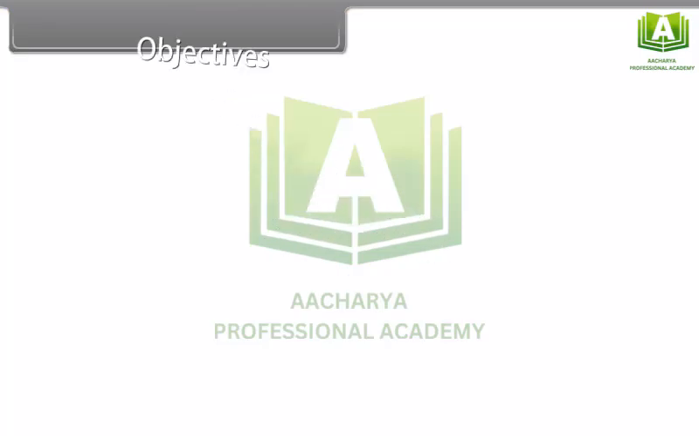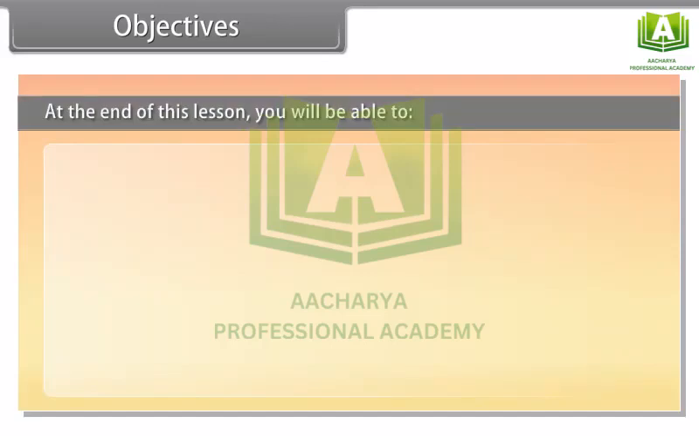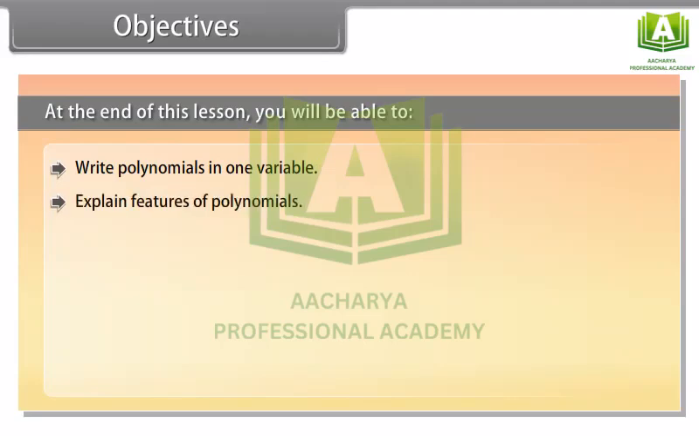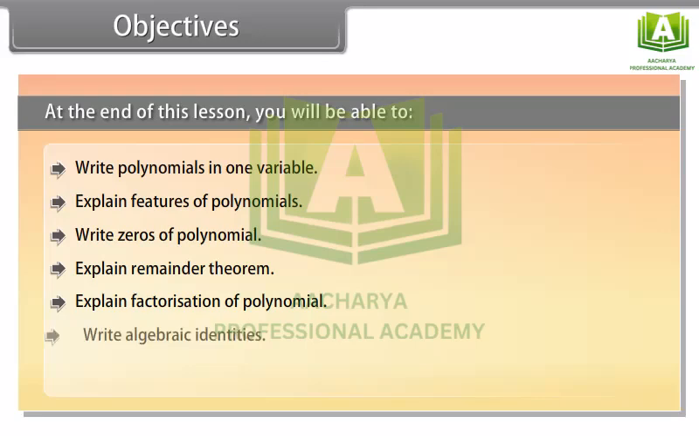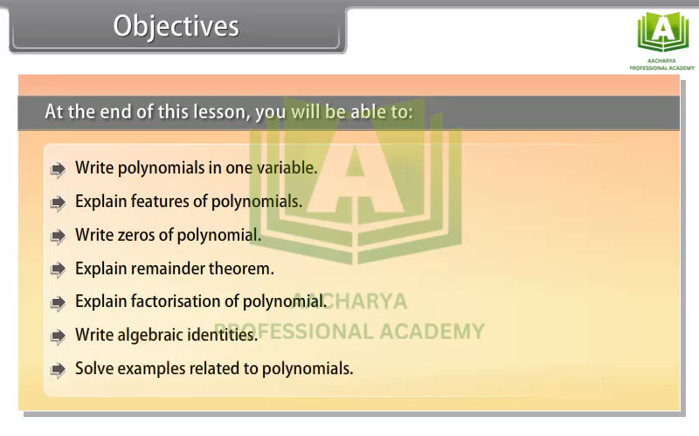Objectives. At the end of this lesson, you will be able to write polynomials in one variable, explain features of polynomials, write zeros of polynomials, explain the remainder theorem, explain factorization of polynomials, write algebraic identities, and solve examples related to polynomials.